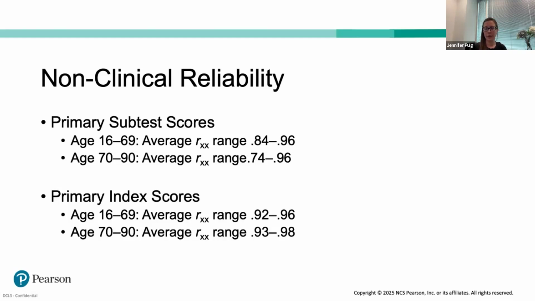At the index level, the reliabilities for both age groups were excellent. So for ages 16 to 69, the range was 0.92 to 0.96. And for ages 70 to 90 years old, the range was 0.93 to 0.98.